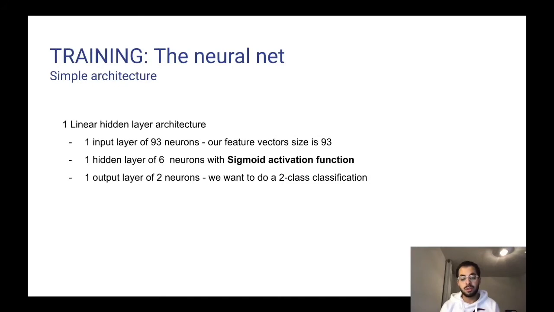Regarding the training of the neural net, we first chose a really simple architecture with one linear hidden layer, where we, of course, have the input layer, which is of size 93, because our feature vector is of size 93. Then we had one hidden layer of 6 neurons using a sigmoid activation function.